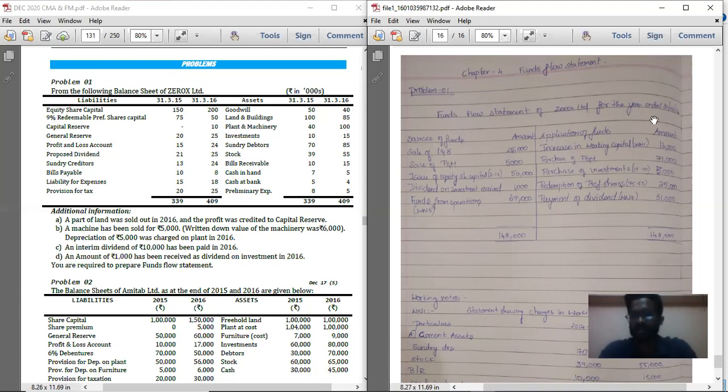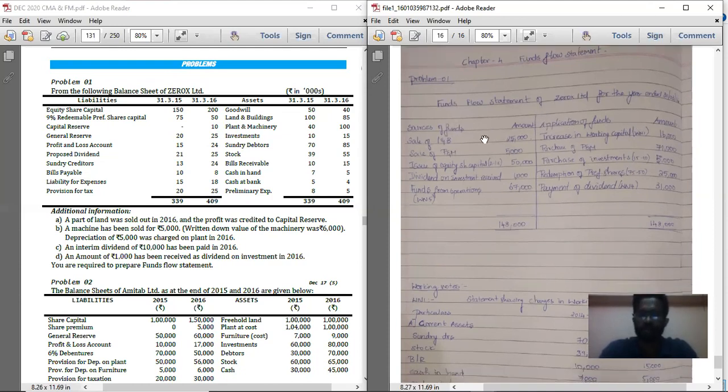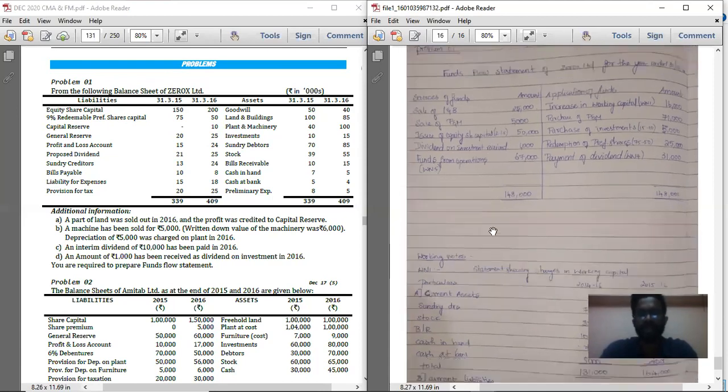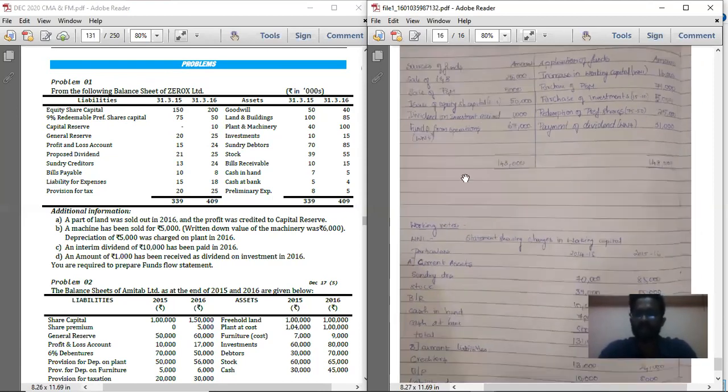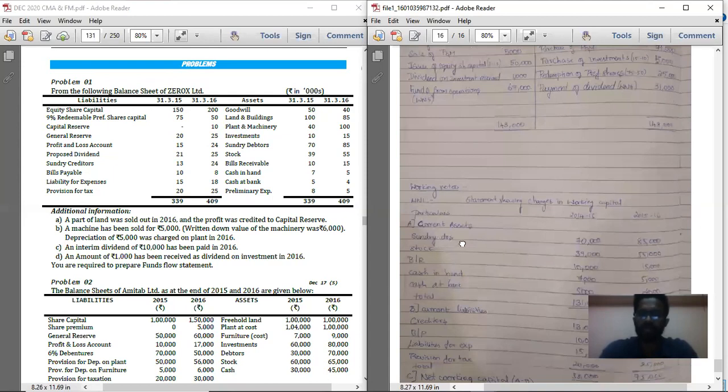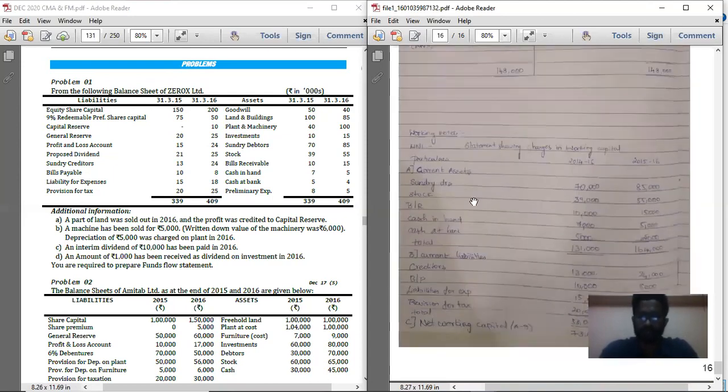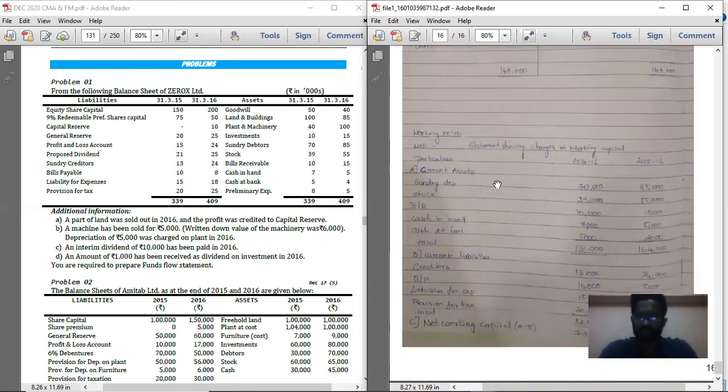This fund flow statement is the primary statement, and the remaining are working notes. So sources of funds amount and application of funds amount. Below that, leave a 10 line gap. Below that, record working notes.